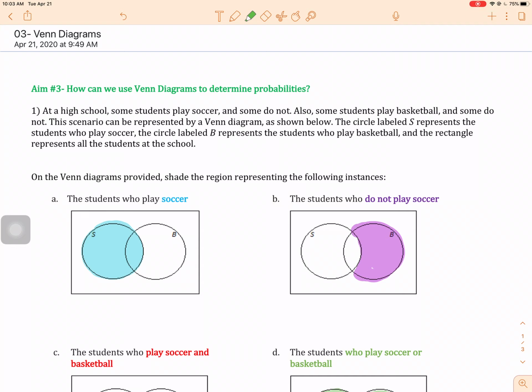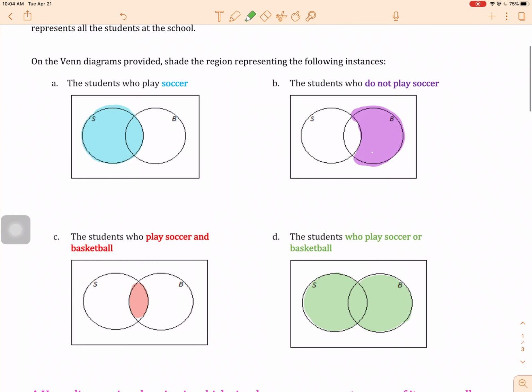Problem 1 says, at a high school some students play soccer and some do not. Also, some students play basketball and some do not. The scenario can be represented by a Venn diagram as shown below. The circle labeled S represents the students who play soccer, the circle labeled B represents the students who play basketball, and the rectangle represents all students at the school. On the Venn diagram provided, shade the region represented by the following instances. So I went ahead and did this for us.